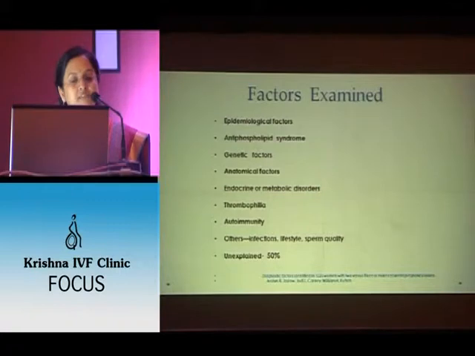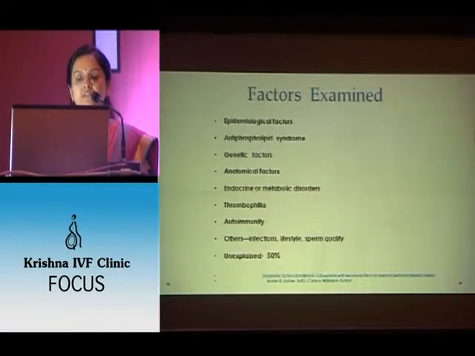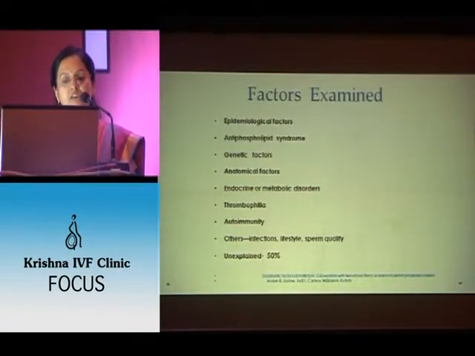And risk factors for this condition are epidemiological factors, antiphospholipid antibody syndrome, genetic factors, anatomical factors, endocrine or metabolic disorders, thrombophilia, autoimmunity, and other causes like infection, lifestyle, sperm quality. And the cause is unexplained in up to 50% of the cases.